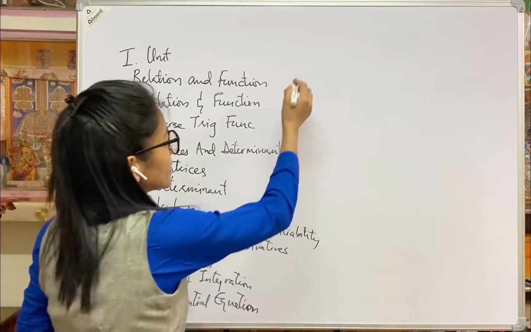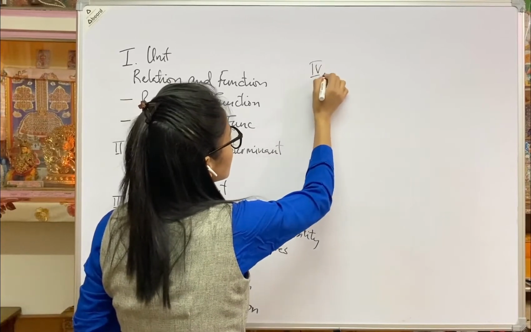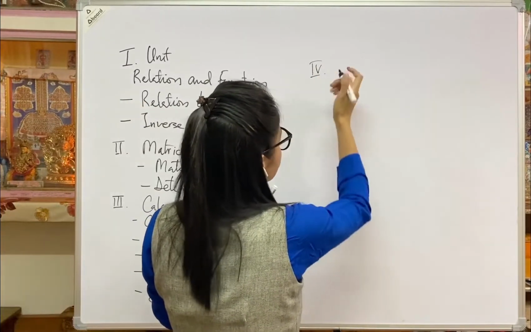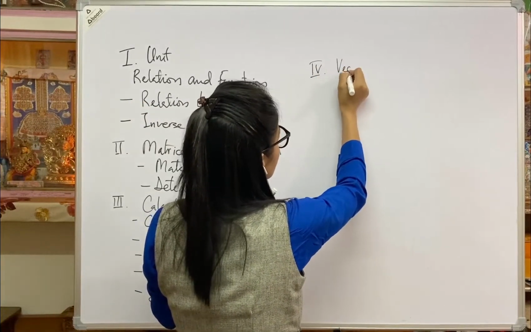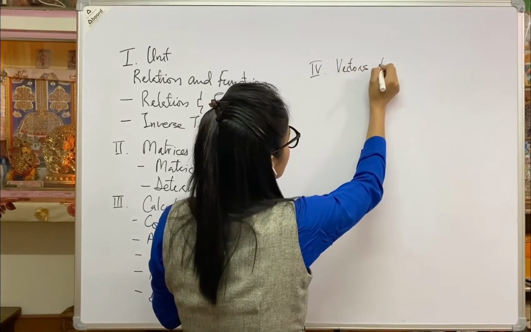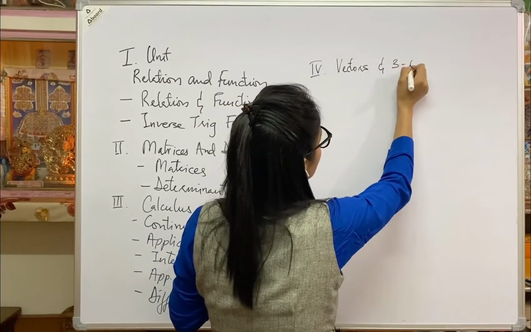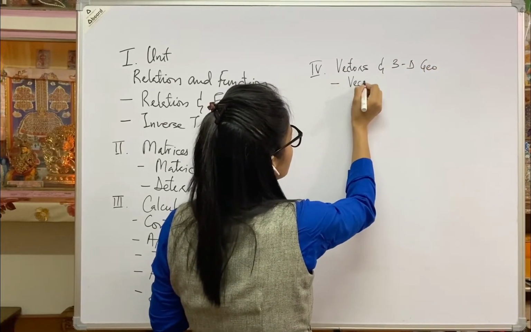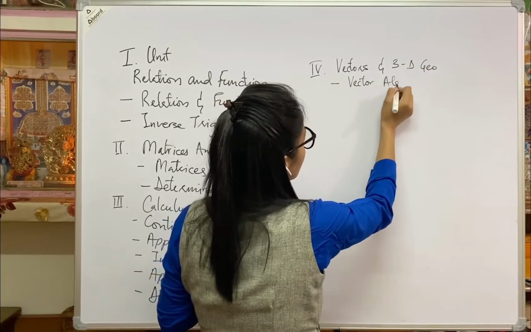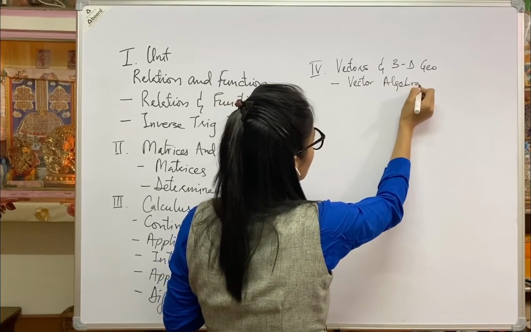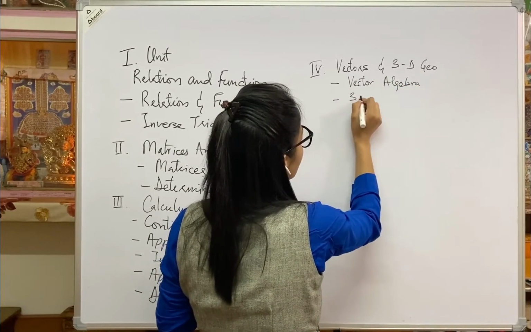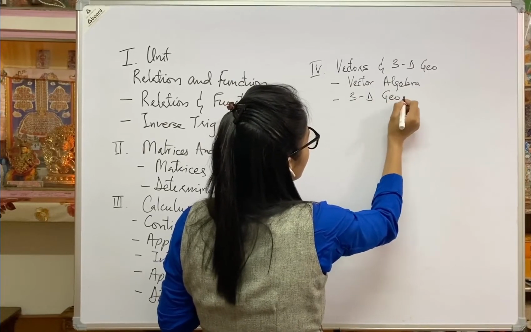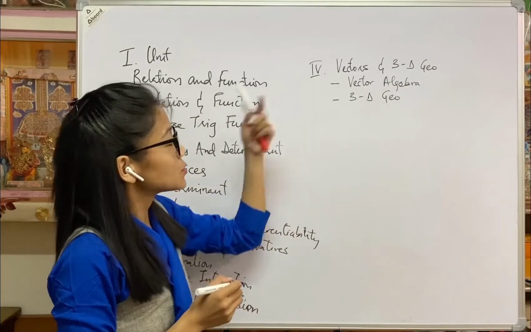In the fourth unit we have vectors and 3-dimensional geometry. So we have 2 chapters: one is vector algebra, and then we have 3-dimensional geometry. So these 2 chapters are in the fourth unit.